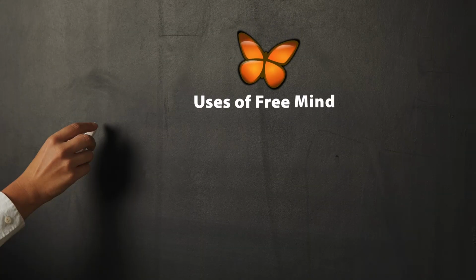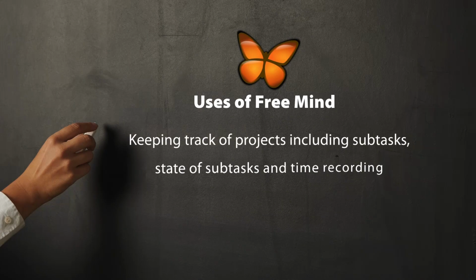So if we look at the uses of FreeMind for us, one of the main uses is it helps in keeping records, keeping track of the projects, its subtasks, the state of the subtasks, whether complete or incomplete, and the timelines and the time record as well. Like when did you start it, when did you finish it, and all that can be easily maintained using FreeMind.